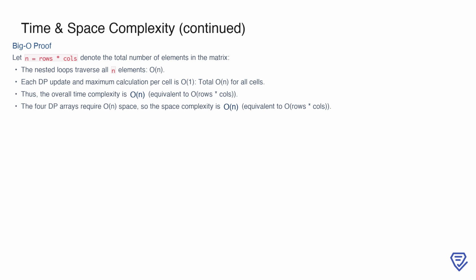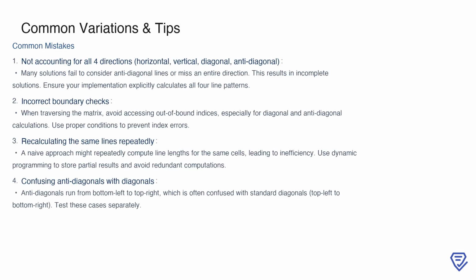Hence, the overall time complexity is O(n), equivalent to O(rows * cols). For space complexity, the 4 DP arrays each require O(n) space, leading to a total space complexity of O(n). This proves that the algorithm is efficient in both time and space, scaling linearly with the size of the input matrix. When solving this problem, there are a few common mistakes that can trip you up.